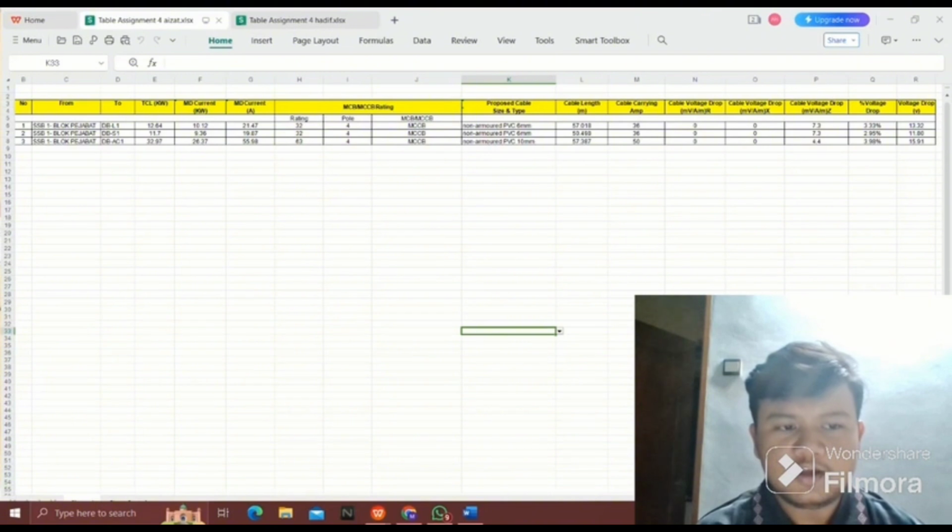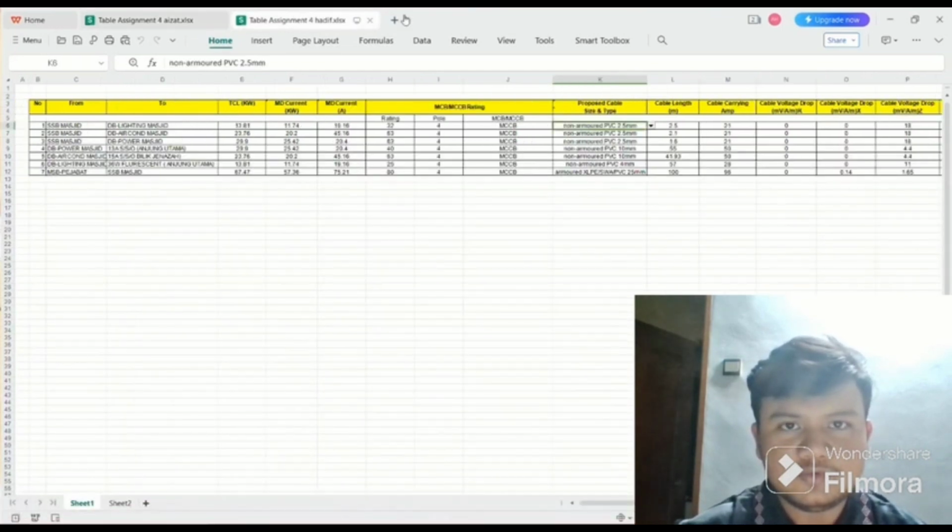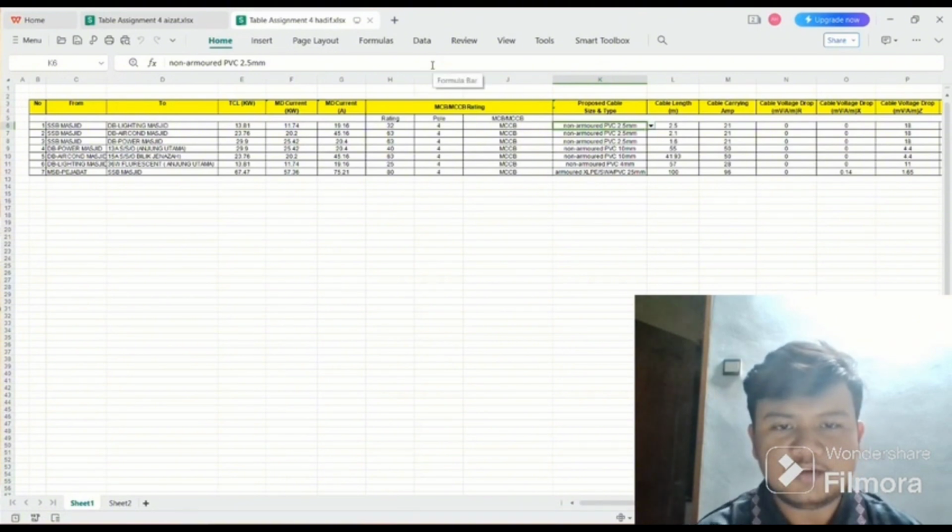Today I will present about calculation cable using Excel. So this is my Excel for wiring system of office. The cable type that we use is non-armor PVC and armor XLPE/SWA/PVC. There are different types of cable, but these two are commonly used cables in wiring system.